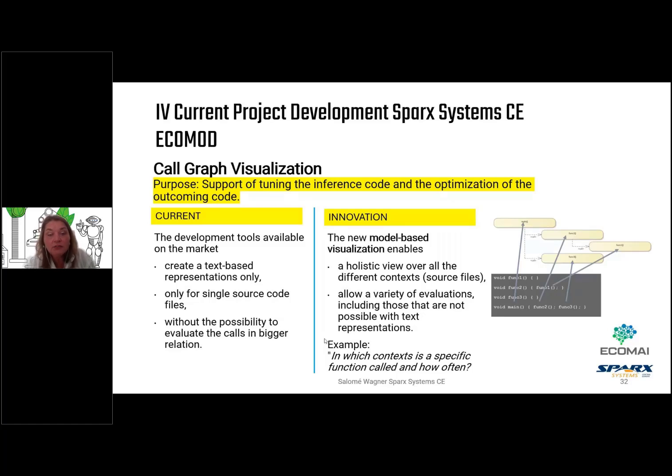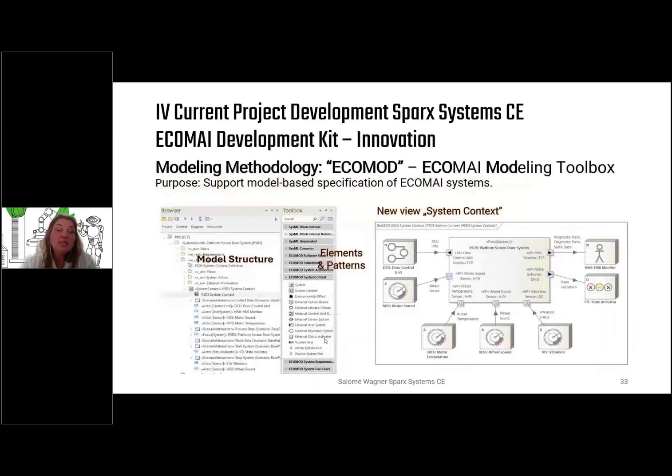As I said, artificial intelligence is one of the drivers for this innovation. And it will also include some representation and evaluation, as we saw them in the field with our partners. So this is a first glimpse of this ECOMAI modeling toolbox we're working on. There will be these model structures. We have these elements and patterns which have turned out to be really important within such a context. And then obviously there will also be some new views on how to adopt it.